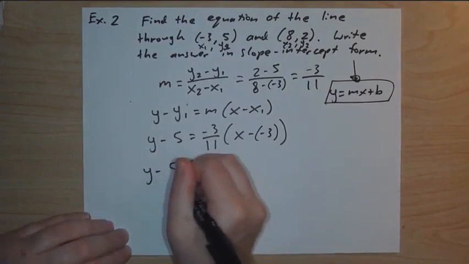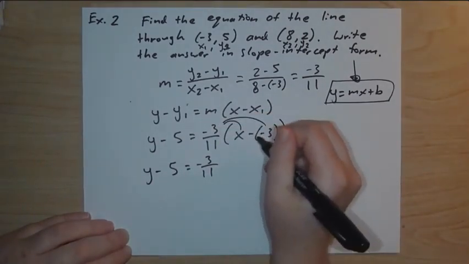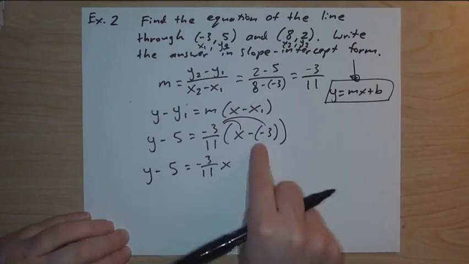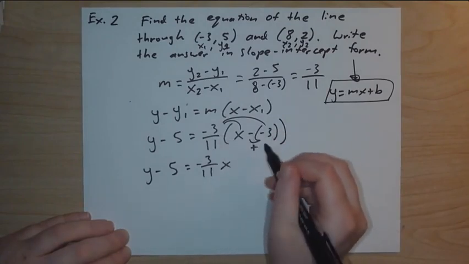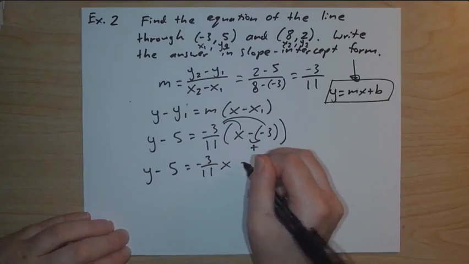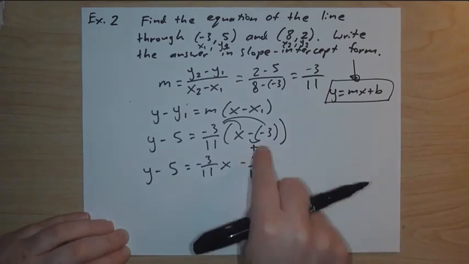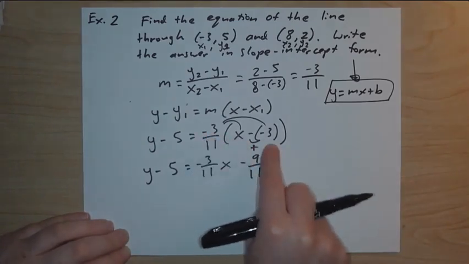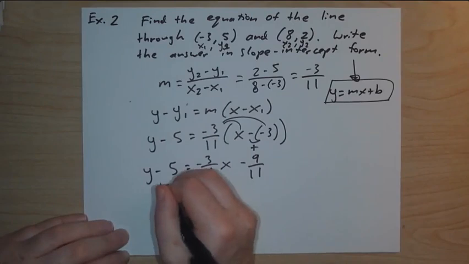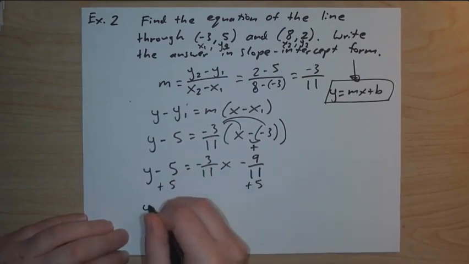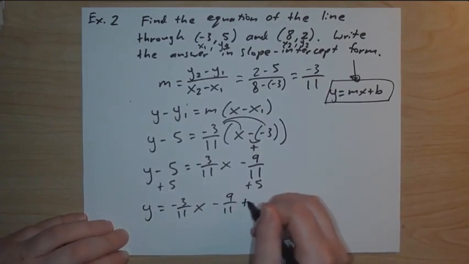So we have y minus 5 is equal to -3 over 11. I'm going to distribute this -3 over 11 over here. And it's going to be -3 over 11 times x, and then this negative is going to be a plus. So -3 over 11 times +3 is going to give us -9 over 11, because this is a plus and this is negative, so -3 times +3 is -9 over 11. And then I'm going to add 5 on both sides. So we have y equals -3 over 11x minus 9 over 11 plus 5.